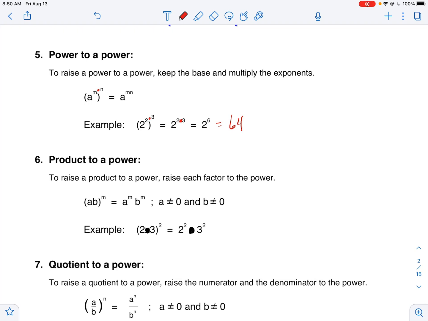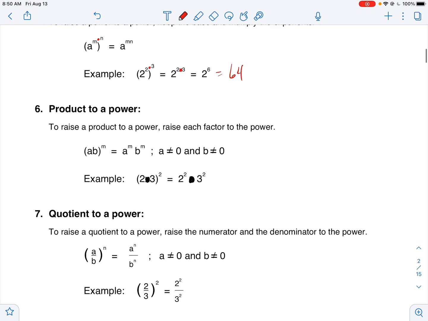Okay. Product to a power. If two things are multiplying inside, they're next to each other, so they're multiplying, there's a dot there, and they have an exponent, it gets distributed to both bases. So 2 times 3 on the inside, it's 2 squared times 3 squared. The squared goes to both. You can also reverse that. If you have 2 squared times 3 squared, you can turn that into both of them being squared and make it 2 times 3, which would be 6 squared.